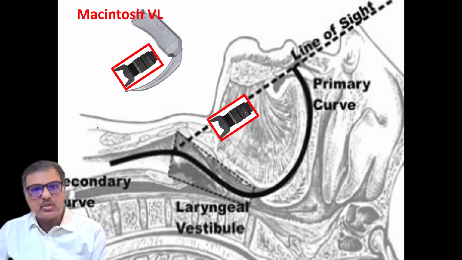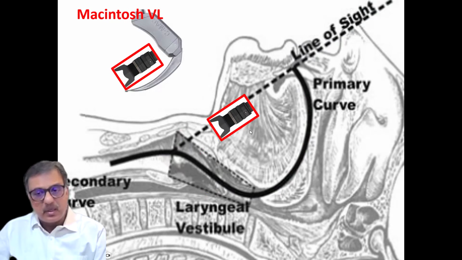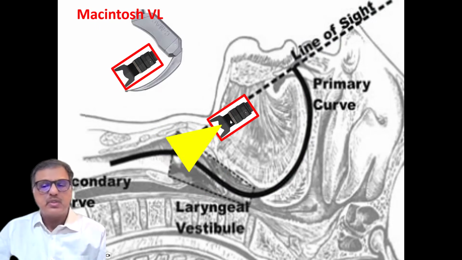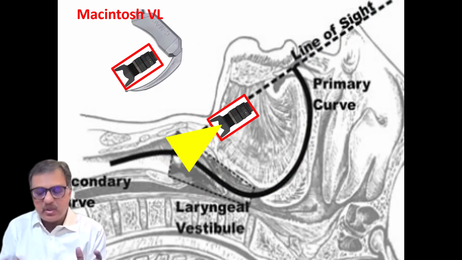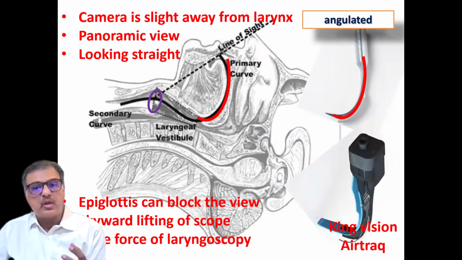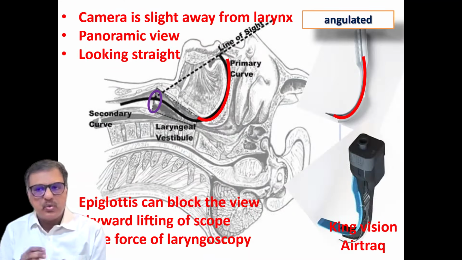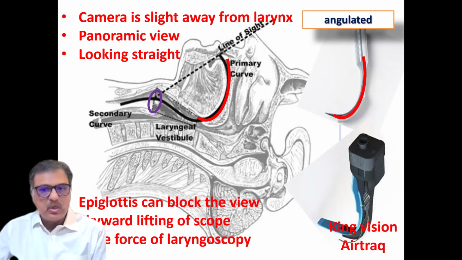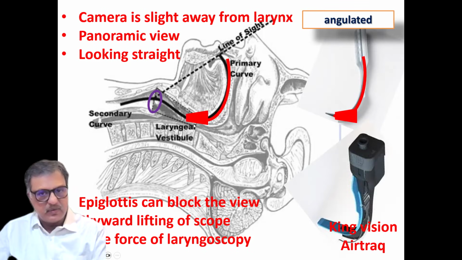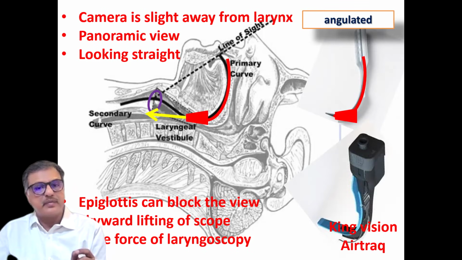But when you are using the Macintosh type of videolaryngoscope, you need to shift and compress the tongue to get the view. So these are the differences between the different types of videolaryngoscope for the laryngeal view. Let's again look at the J-shape angulated videolaryngoscope: King Vision, AirTrack, Pentax. When it's in situ, the camera takes the position here, the most proximal part of the line joining the primary curve and secondary curve, and it's looking straight.